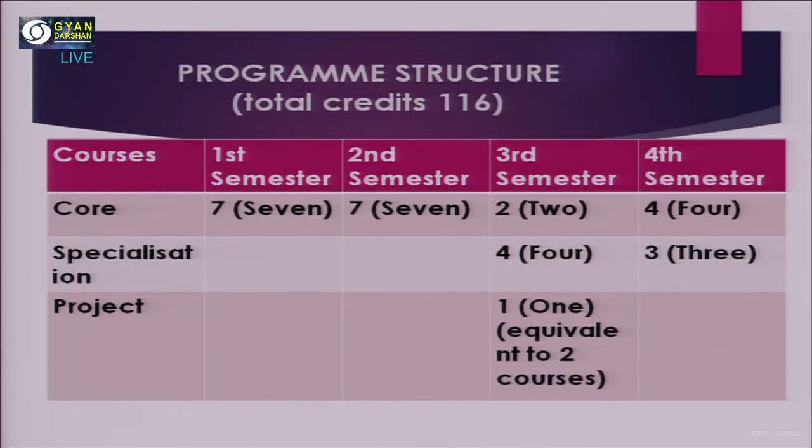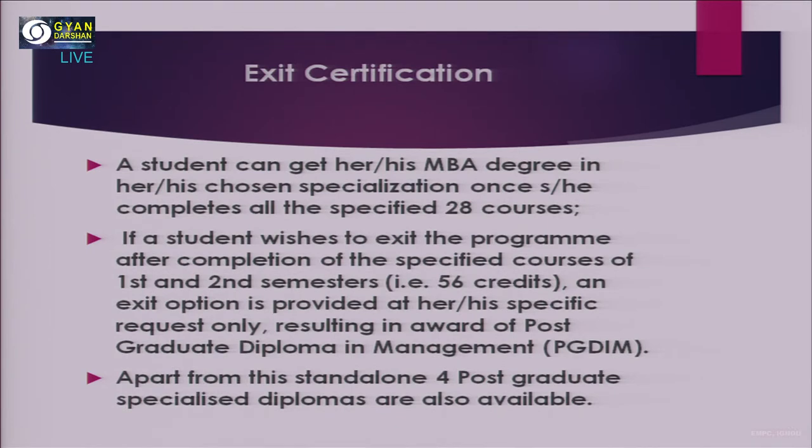The total credits of the program are 116, because there is one project course which is equivalent to two courses. So it comes out to be 29 courses. If a student wants to exit the program after completion of the specified courses available in the first and second semesters, that is 56 credits, then there is an exit option available. The award of postgraduate diploma in management is given on the request of the student if the student wants to exit.